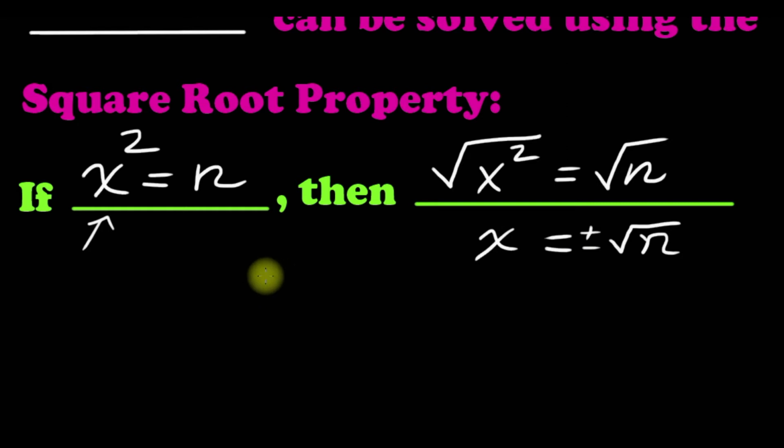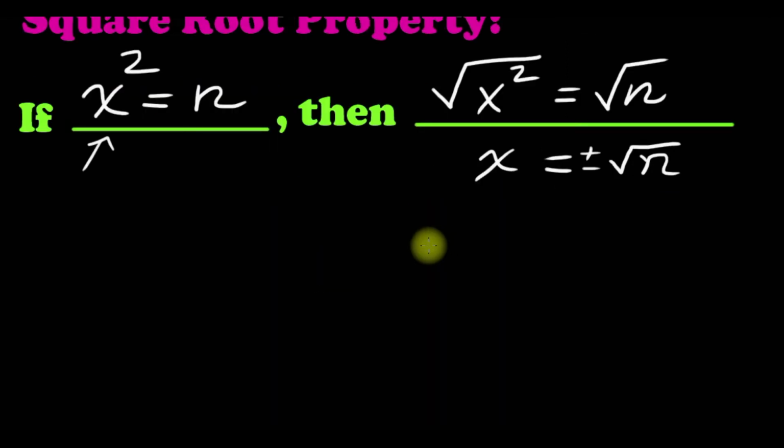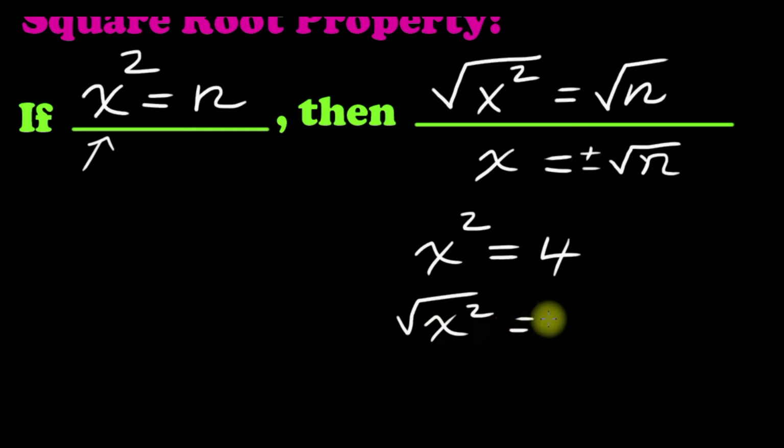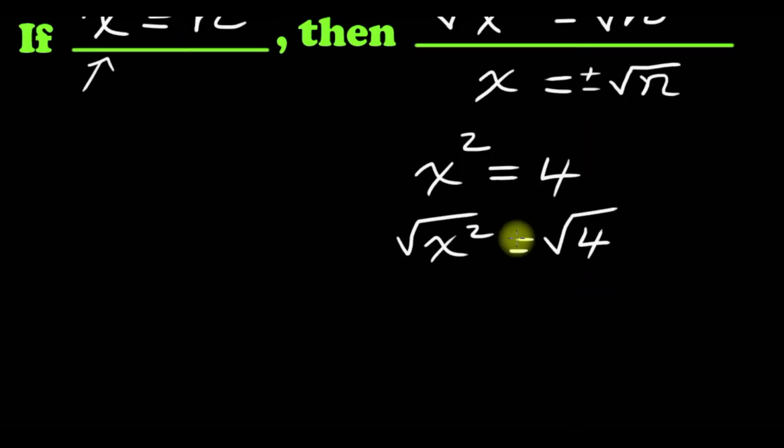Let's say, for an example, you have x squared equals 4. This one can be solved by taking square root. So how do I solve this? Well, first I would take the square root of x squared, and then I have to take the square root of 4. To go from x squared to x, I need to take the square root. So square root of x squared is just going to be x. And then we know square root of 4 is 2 because 2 times 2 is 4.